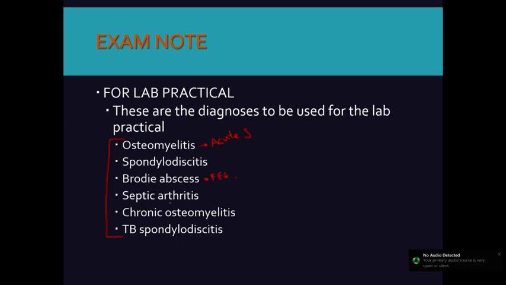Septic arthritis, when we're talking about septic arthritis, that's the joint changes. Chronic osteomyelitis is going to have a little bit more of a sclerotic change to it. So instead of just being a lytic change that we tend to see in osteomyelitis, chronic forms of infection have much more overlying bone laid down. And then TB spondylodiscitis is a little bit different from the regular spondylodiscitis, and we'll talk about that.